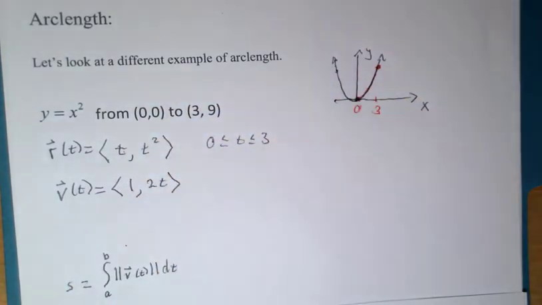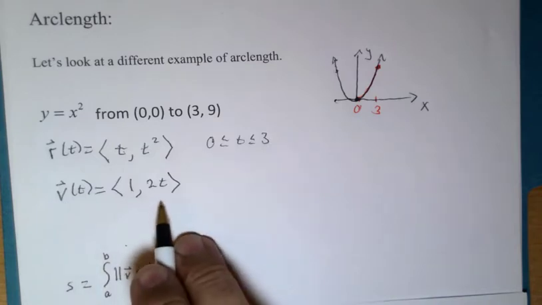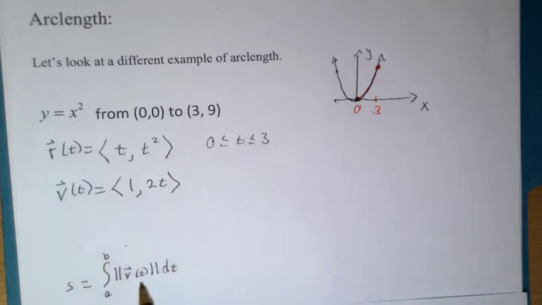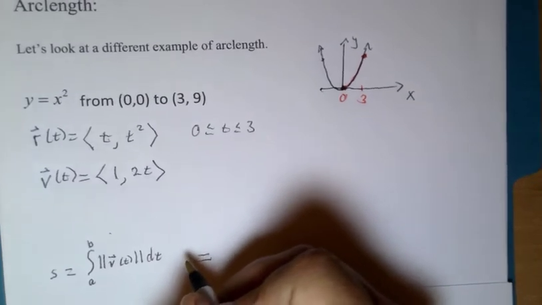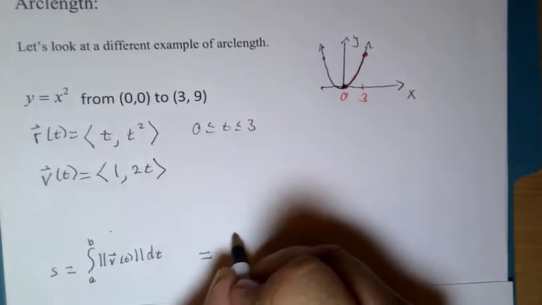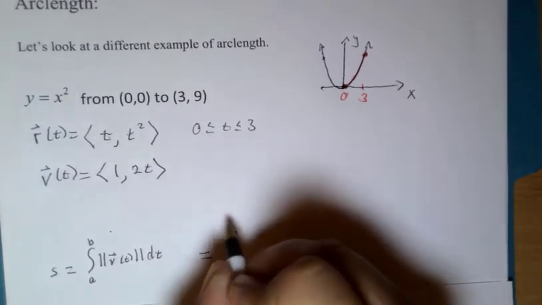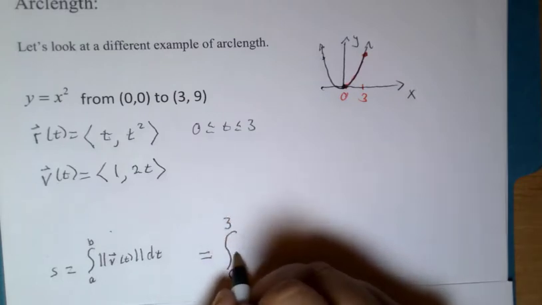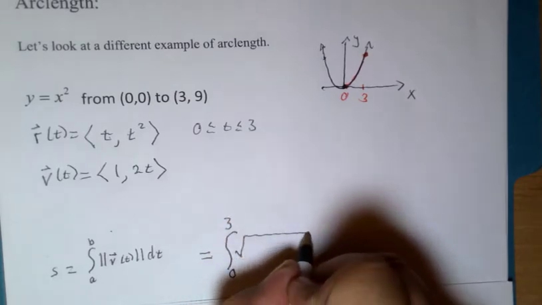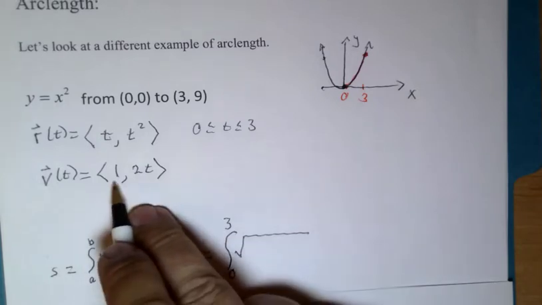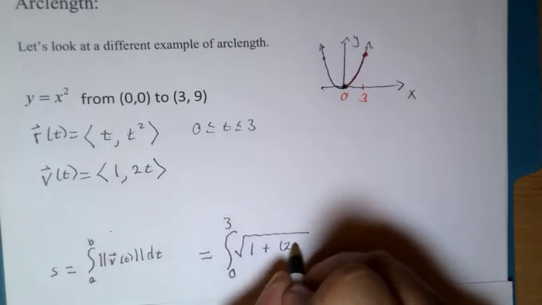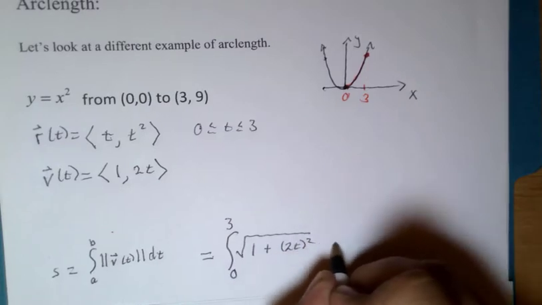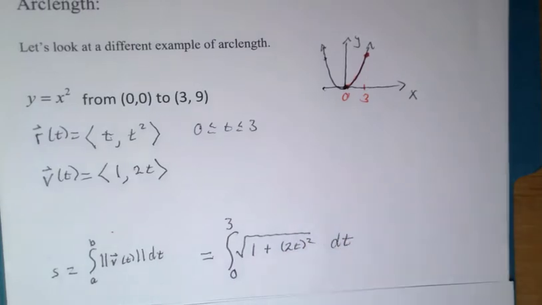So we are cruising along here, and I'm just going to put the magnitude directly into our integration formula, which is going to look like, from 0 to 3, the square root of 1 squared plus (2t) squared dt.